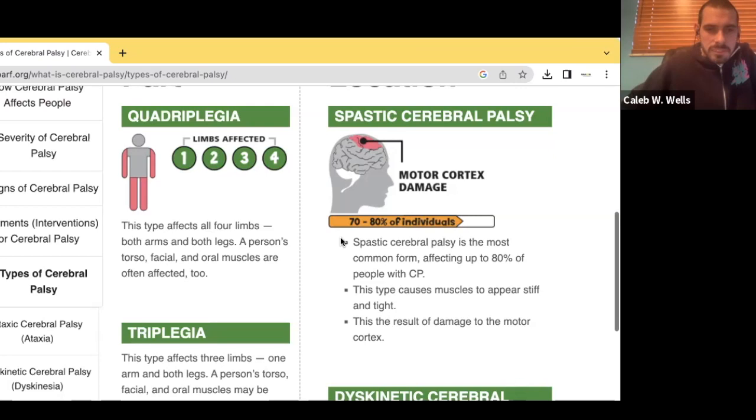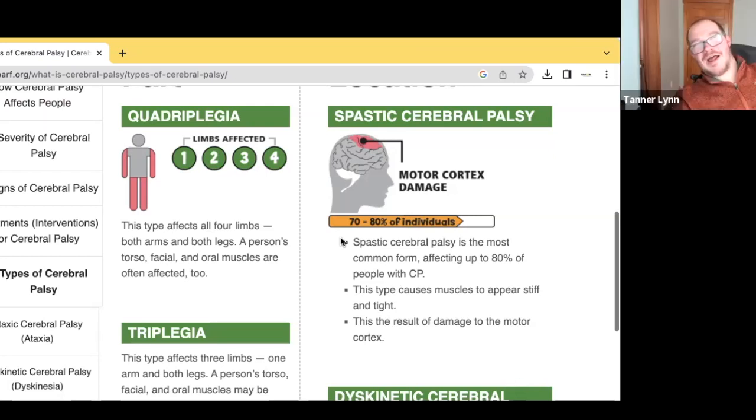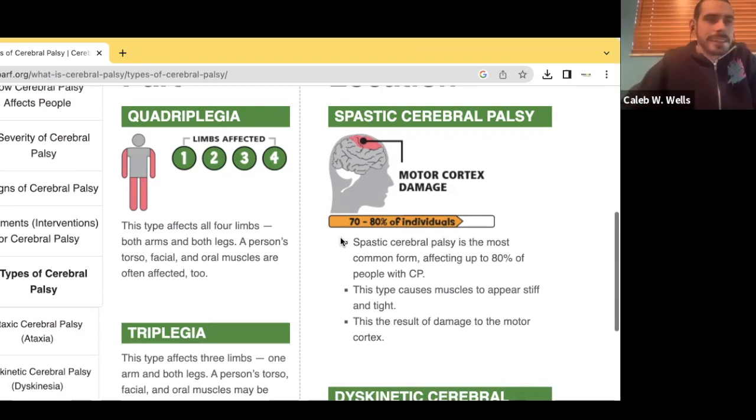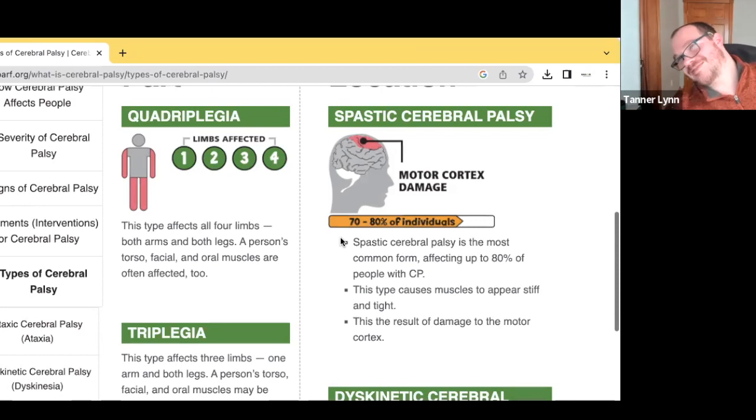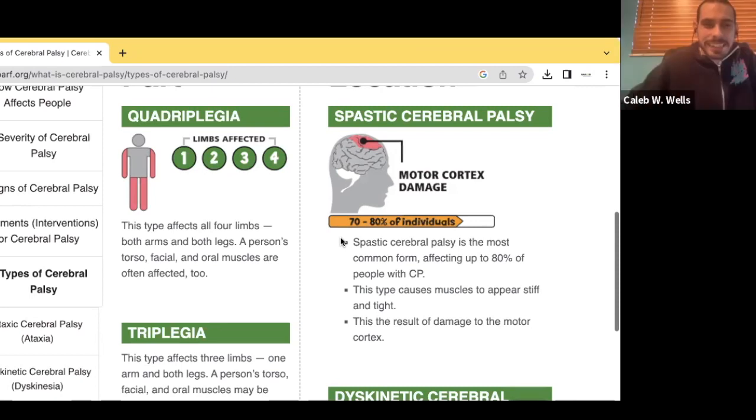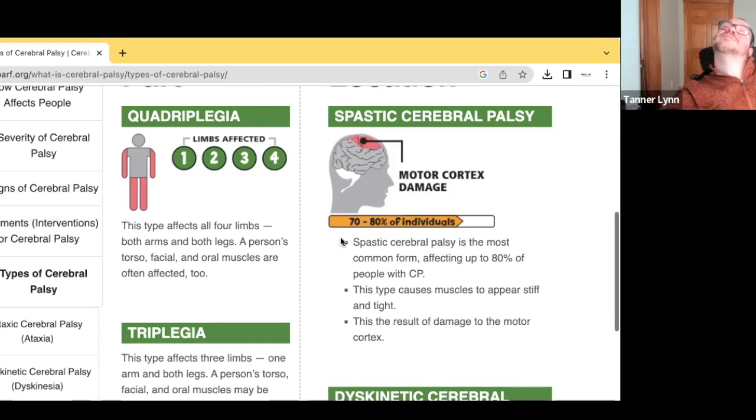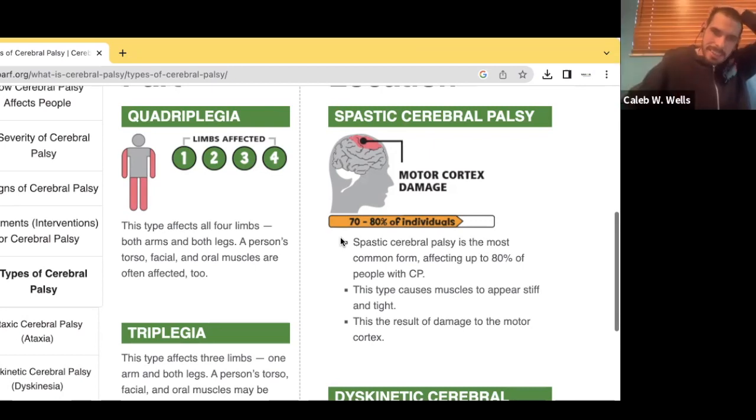But Tanner is completely wheelchair bound. I think the last time I was able to walk was 2010. So it's been a minute. Yeah, just a few years, right? And that's the nice thing about the association as well, is we're not all spastic quads. We have all types and all functionality of cerebral palsy, and it really is a spectrum.